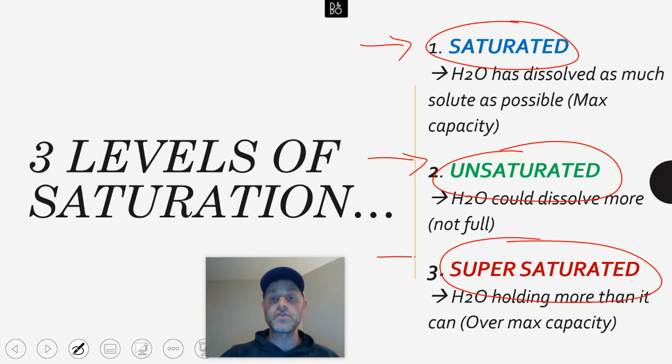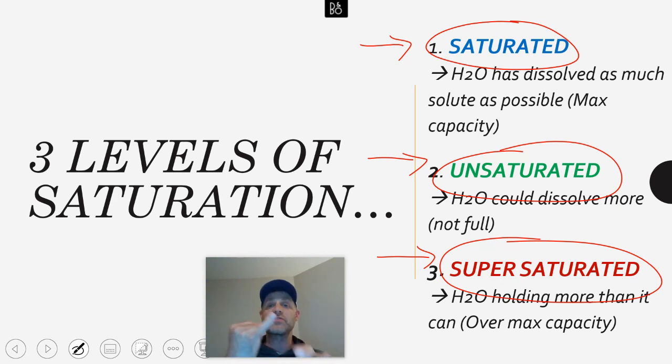The third is supersaturated. If I keep adding and adding, and I stir and I stir, and I get past that saturation, that max capacity, on the bottom of the Kool-Aid I'm going to have chunks. I have sugar on the bottom. I won't be able to dissolve it. That is a supersaturated solution. It is over the max capacity. Now I can keep adding sugar till it starts coming out the top, but anytime I'm over that saturation, over that max capacity, we call that supersaturated.